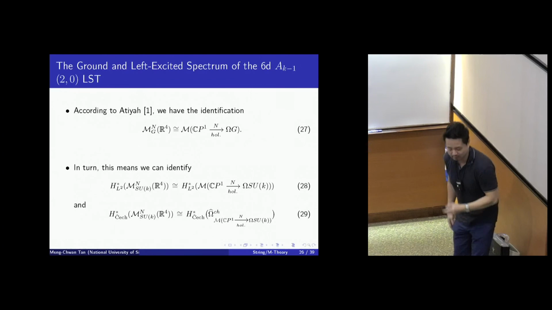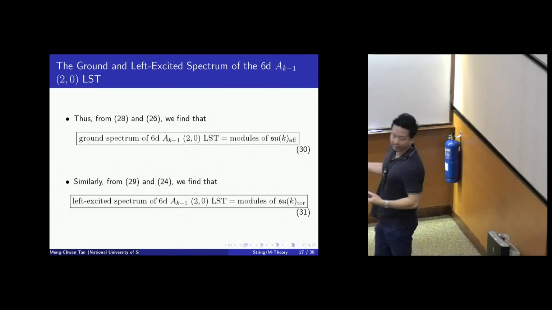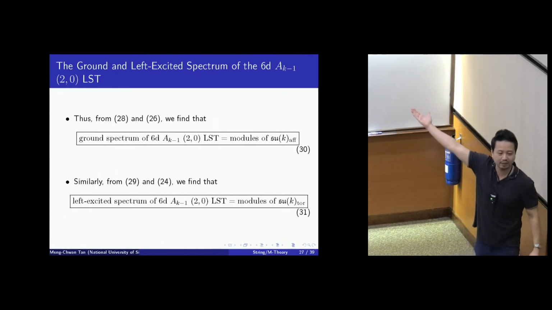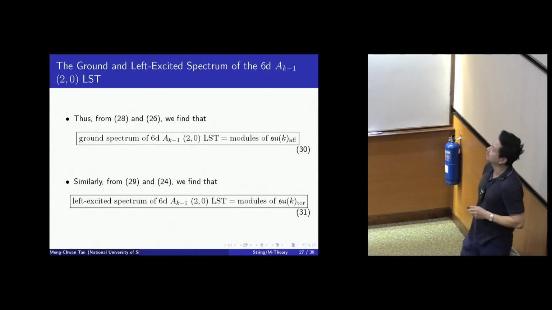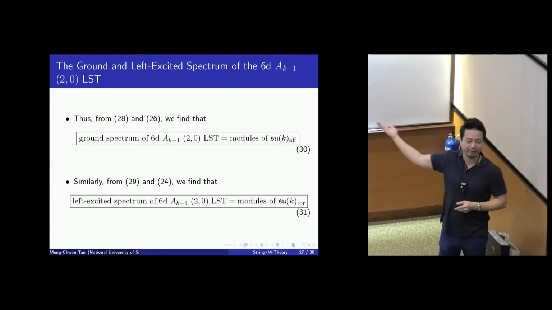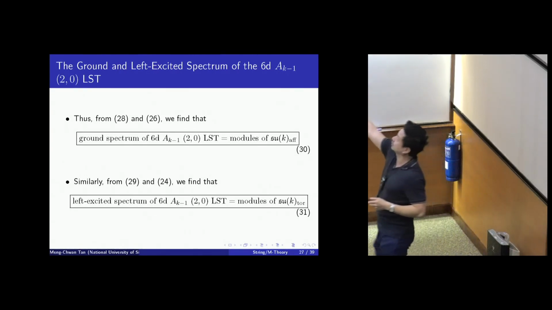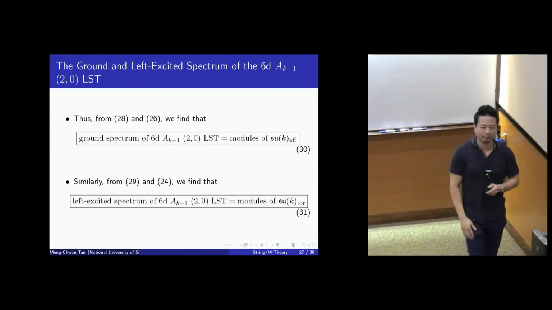That's the point. And so when we do that, okay, we can just get this basically. Okay, so the ground spectrum of the 6D little string theory gives you modules of the affine algebra. And then likewise for the left excited spectrum of the little string theory, modules of the toroidal algebra.